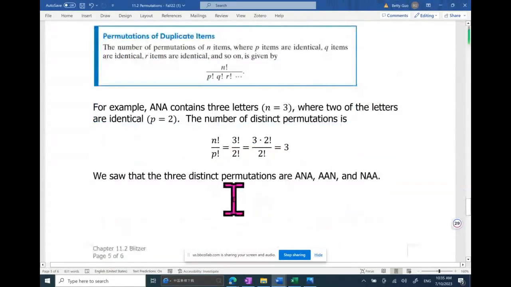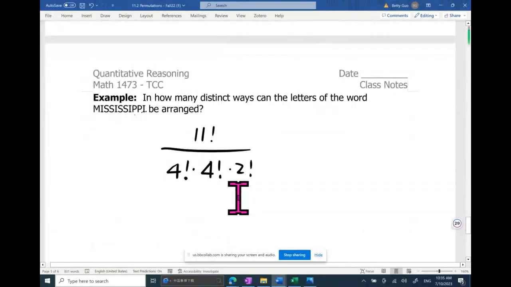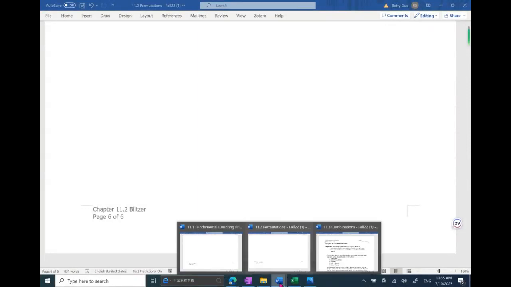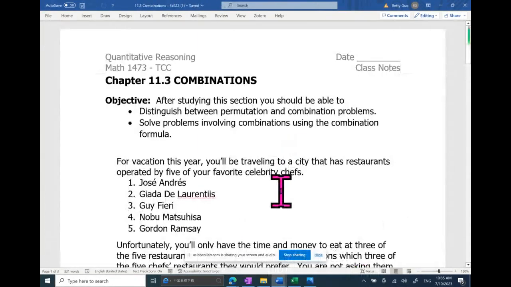All right. Let's see if we have any other questions that we can practice. Yeah, that's everything for the second section. Okay, then let's go to the third section. 11.3 is about the combinations. Permutations and combinations, we always learn them together. Compare and contrast. What are the similarities? What are the differences?